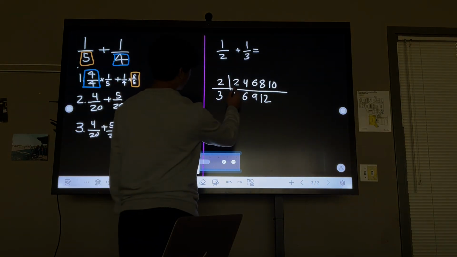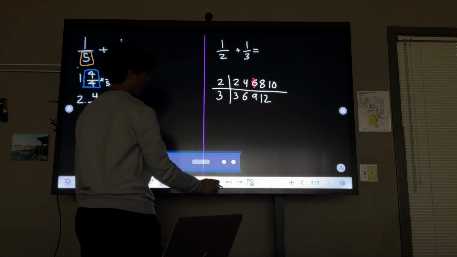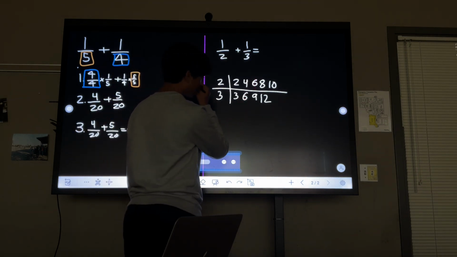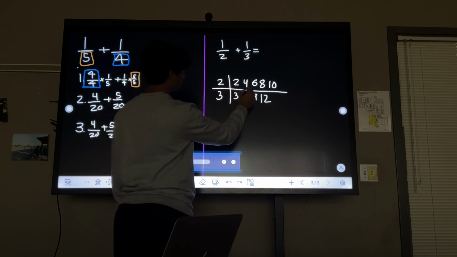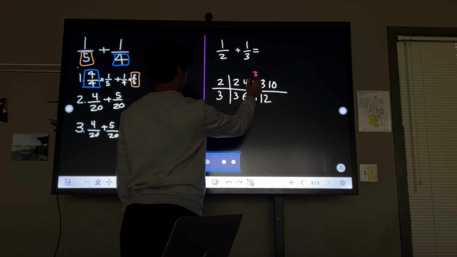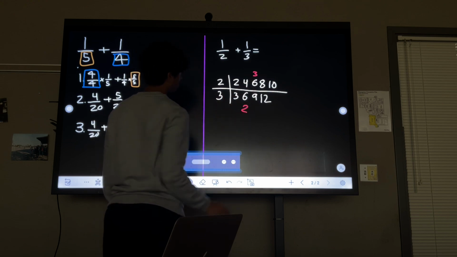Now we see, does 2 go into any of these? Does 4 go into any of these? Is 6 one of them? Yeah, 6 is one of them. So we do this. These two are the matching ones, the least common denominator for both 2 and 3. So we're gonna see 2 times 3 was 6, and 3 times 2 was 6.